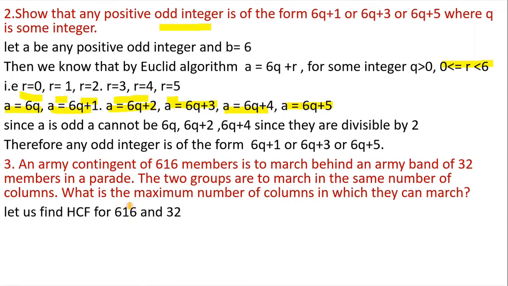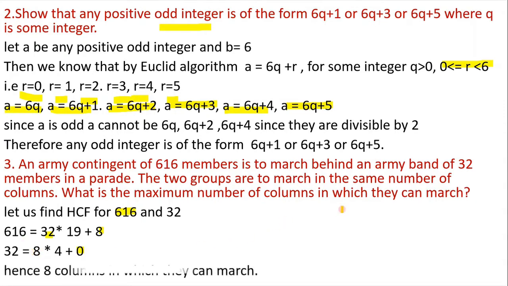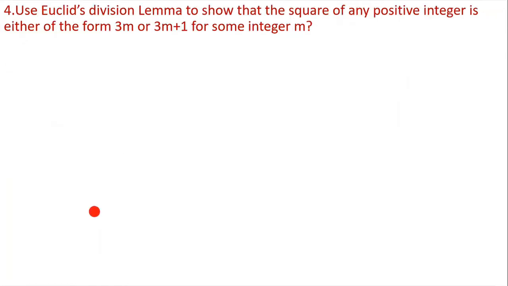Okay, for finding HCF, first we have to identify which is the larger number in the given two numbers. I can easily find that 616 is larger when compared to 32. So I want to write 616 in terms of 32 as 616 is equal to 32 into 19 plus 8. Now I can write this 32 in terms of 8 as 32 is equal to 8 into 4 plus 0. So now in this step we find that the remainder becomes 0. So now the divisor, which is 8, is the required maximum number of columns in which they can march. Okay.